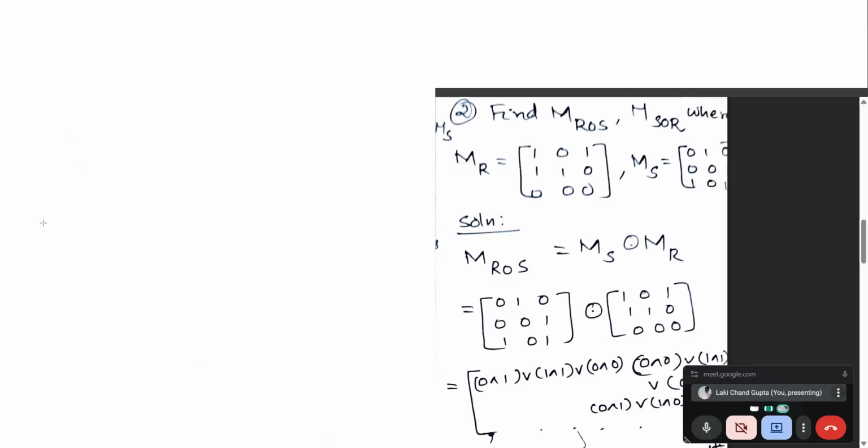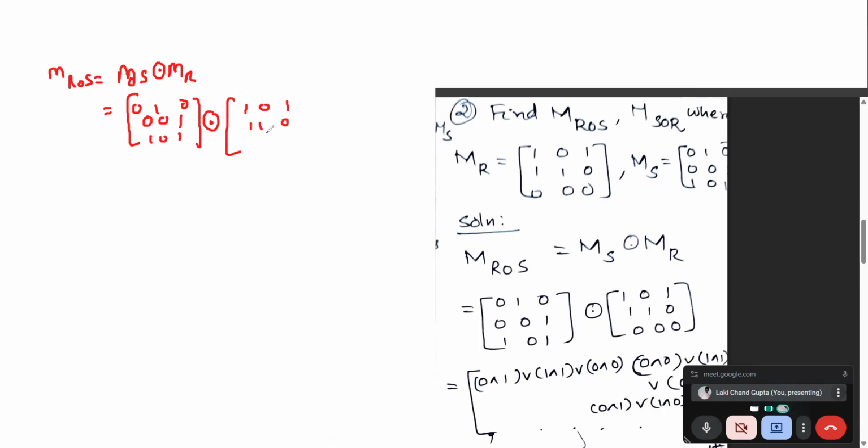See, M R of S. So first of all, you have to write M S and M R. What is M S? 0 1 0, 0 0 1, 1 0 1. R is 1 0 1, 1 1 0. So always take inside value first. Inside is S. Okay. Yes.